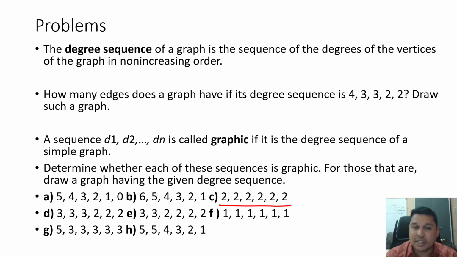So the problem here is, given a degree sequence, find out whether we can draw a graph with that sequence or not. And it should be connected, because it is a simple graph. It should be connected graph.